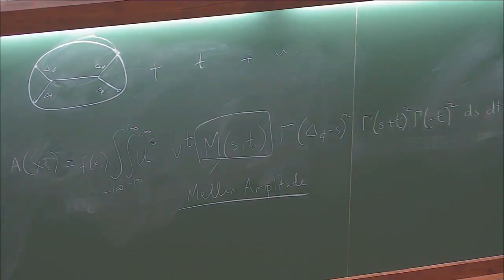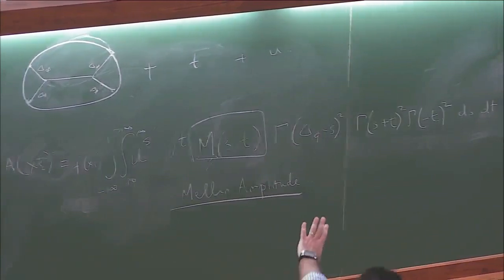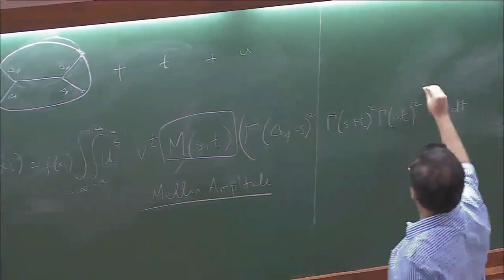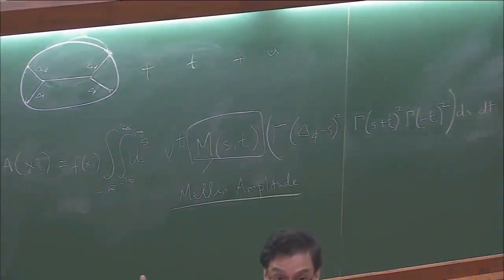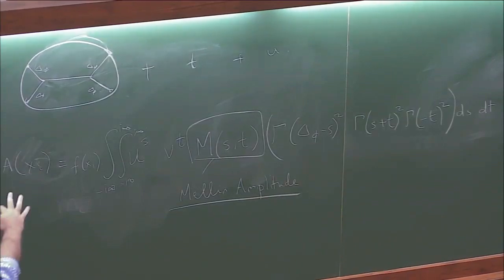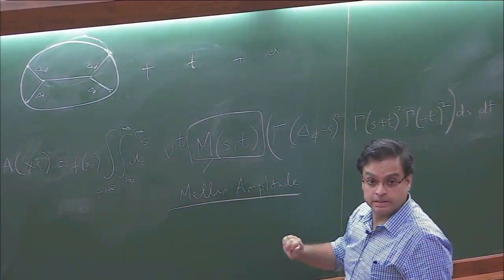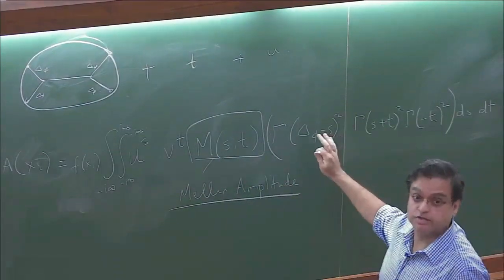Let me just go back to that board. This is actually a convenient measure to pull out, because this measure factor is invariant under crossing symmetry. So whatever crossing symmetry you want to impose on this translates into imposing crossing symmetry on the Mellin amplitude. Because they are identical scalars, it works out to be squares.